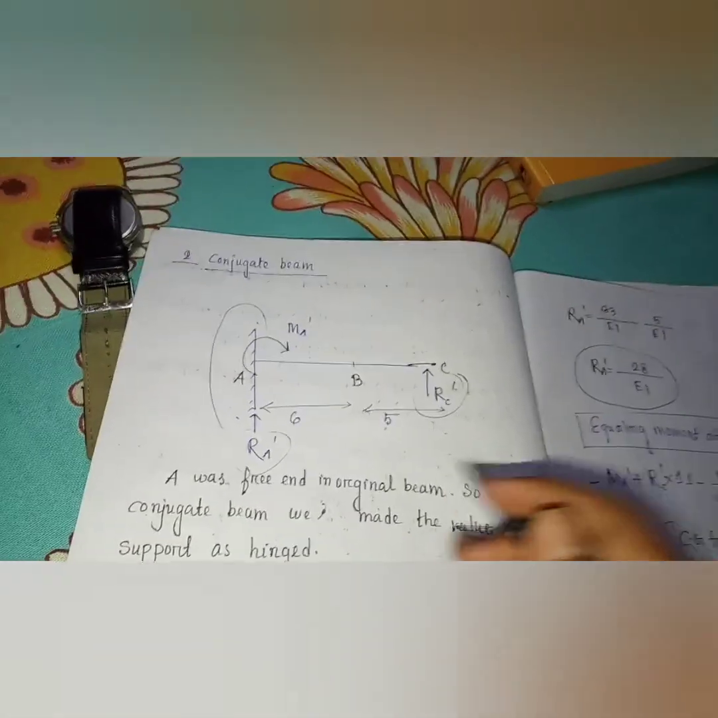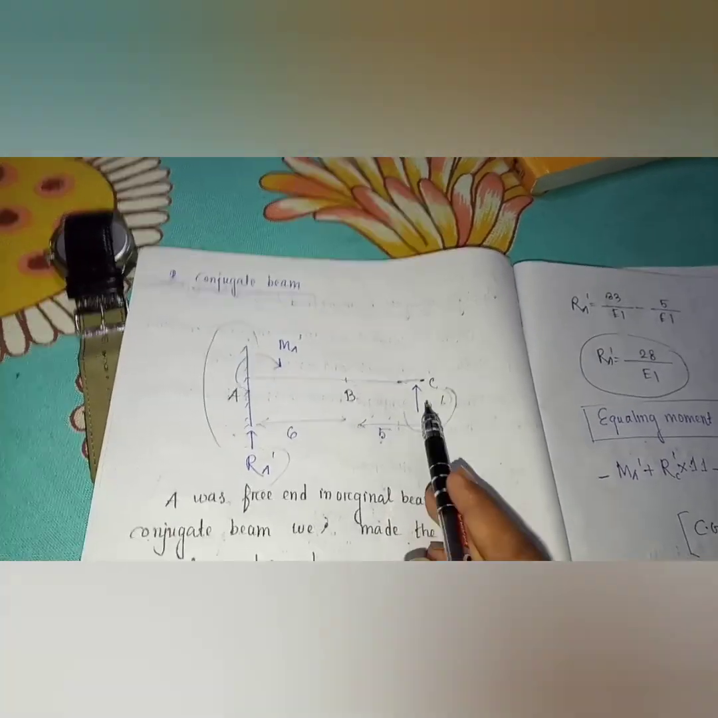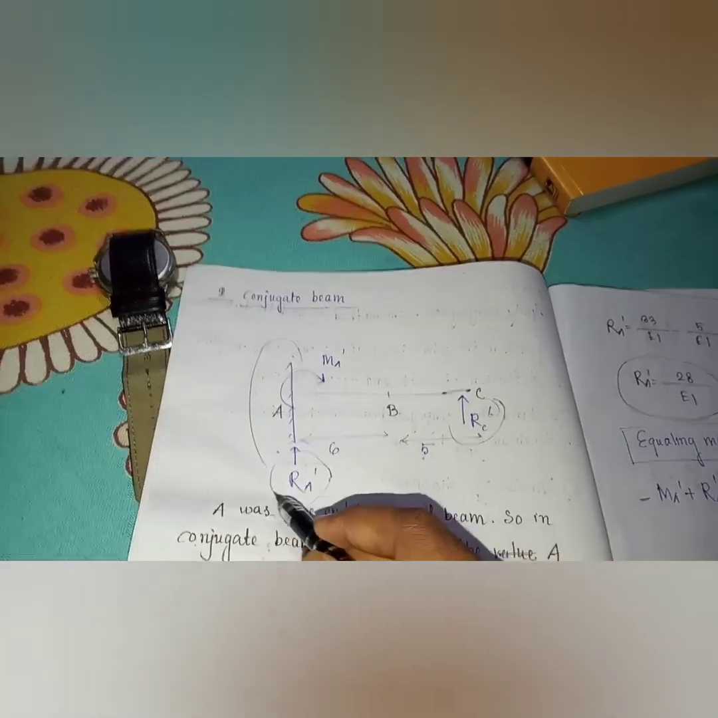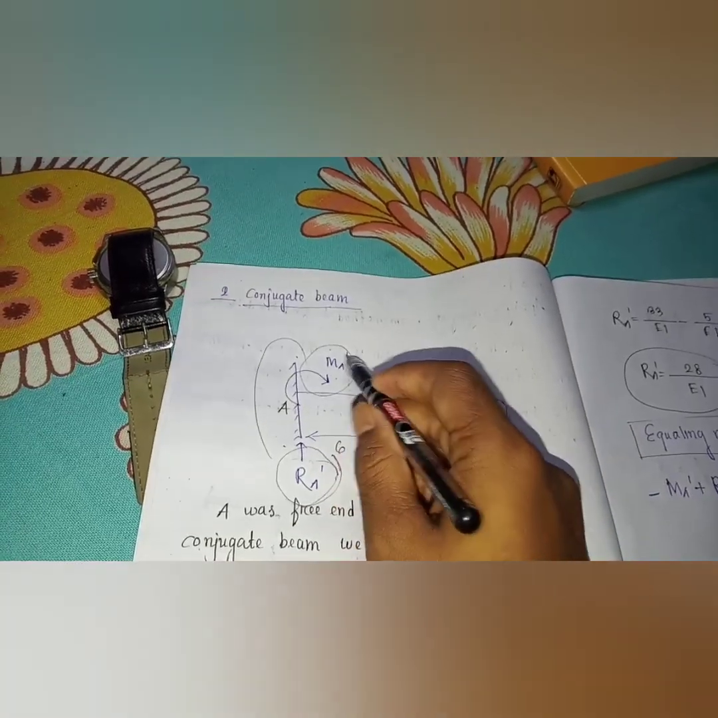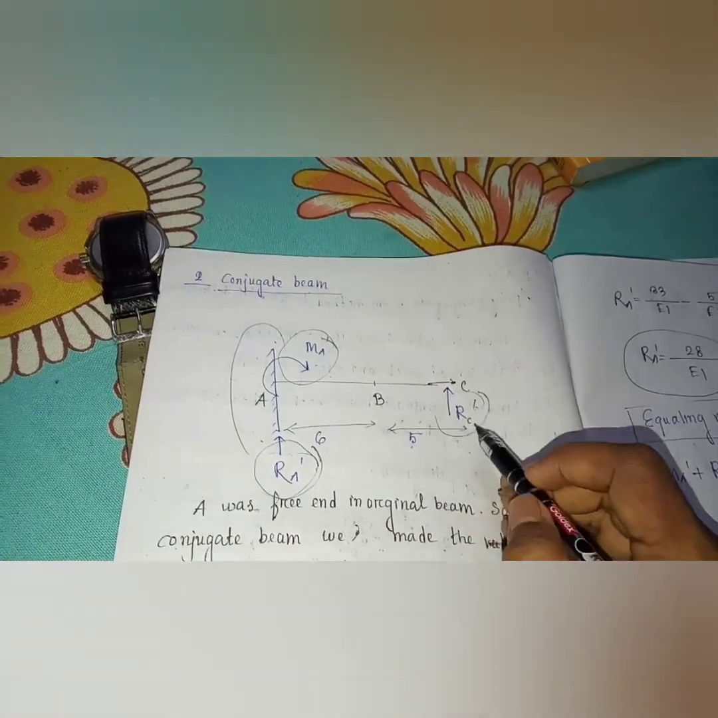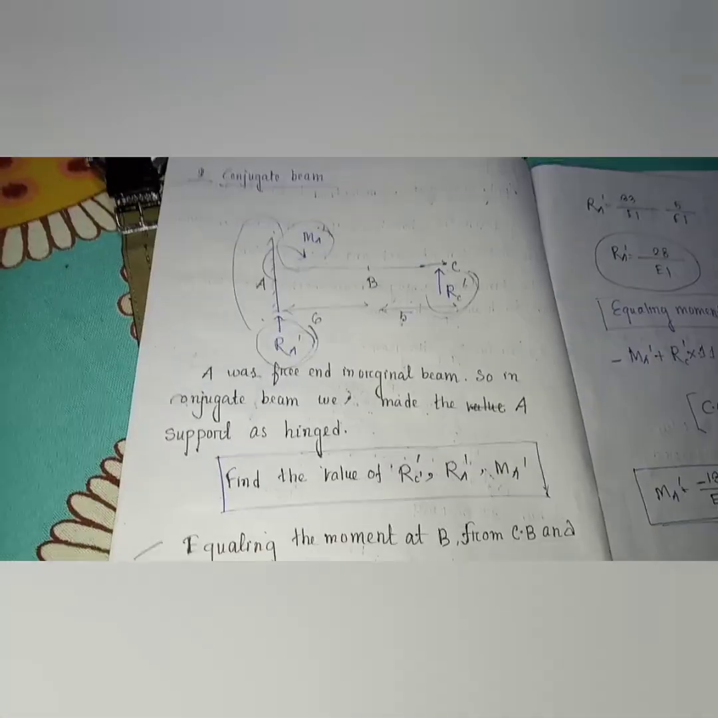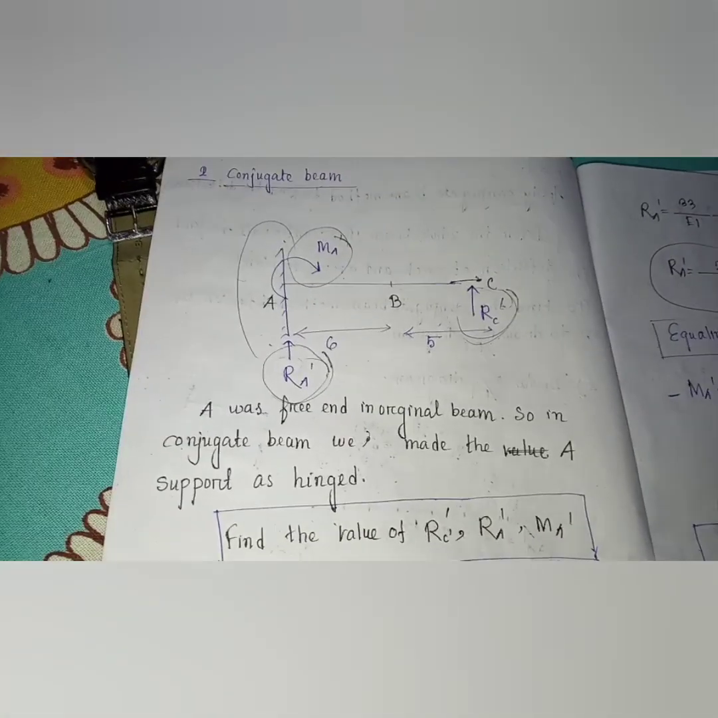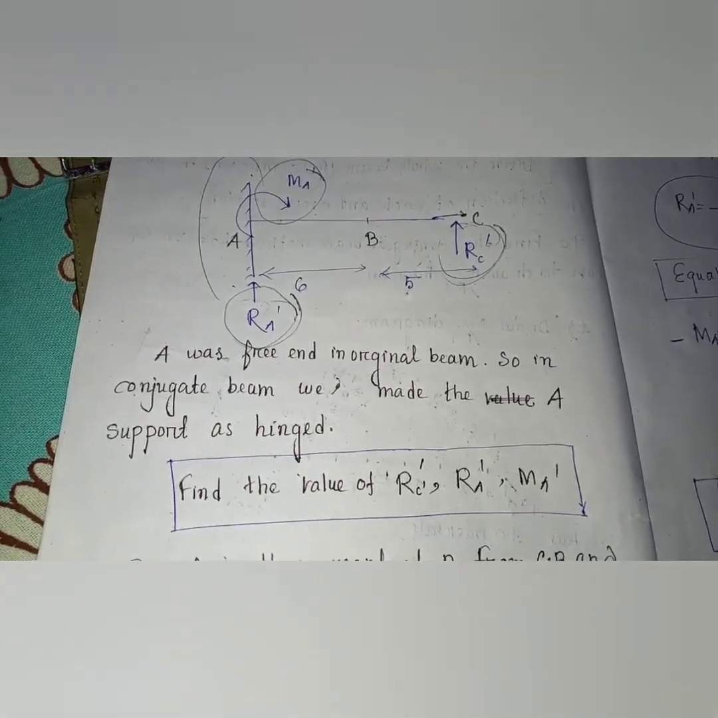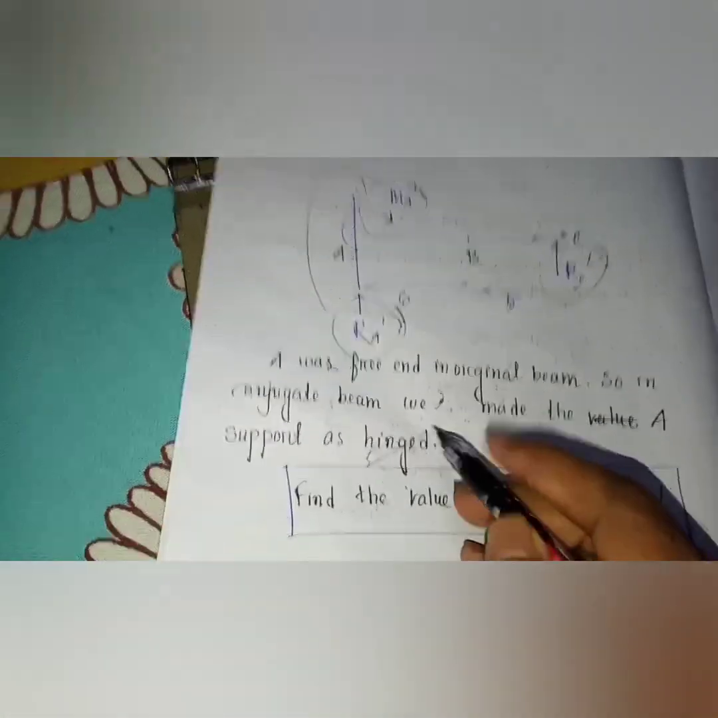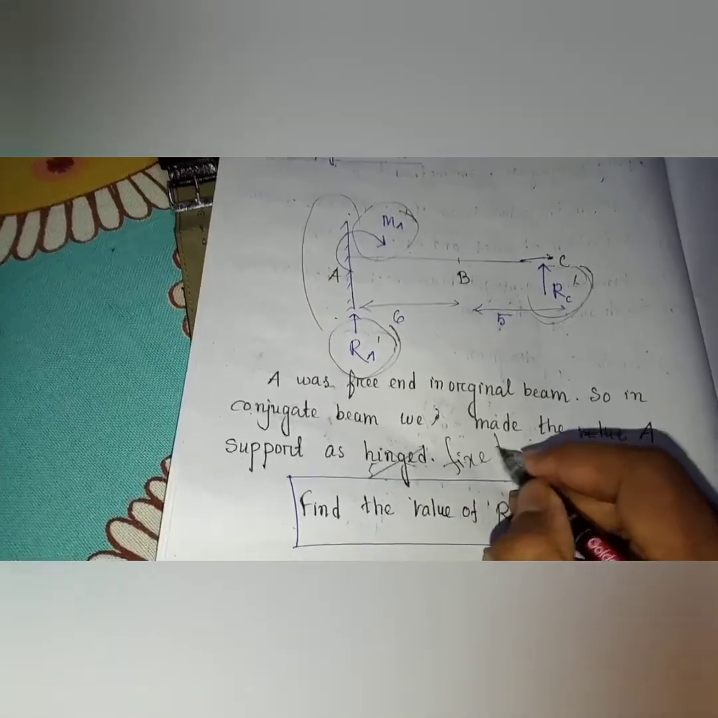In this case the horizontal force is 0 because there is no extra horizontal force, right? So there is a vertical force RA prime, a moment MA prime, and here at C a reaction force RC prime. Now our job is to find the value of RC prime, RA prime and MA prime, right? So I have written this. A was free in the original beam, so in the conjugate beam we made it a support, not hinged, sorry, it is fixed because the free end is replaced by a fixed end and the hinges are the same.